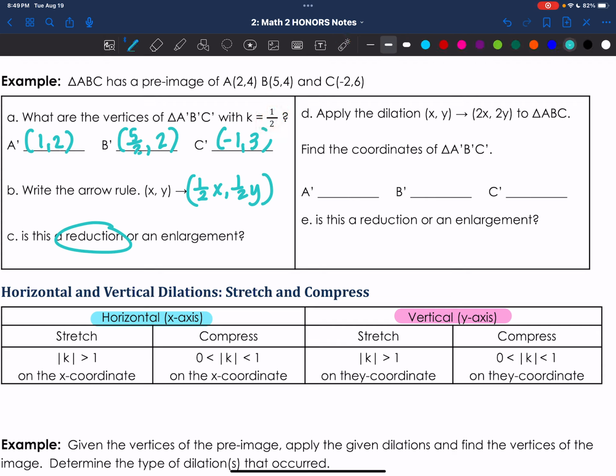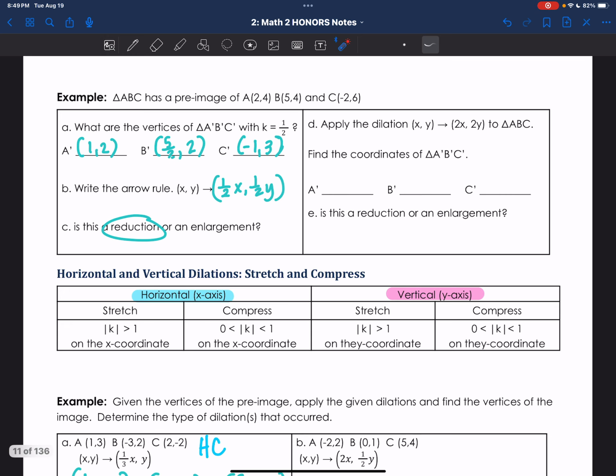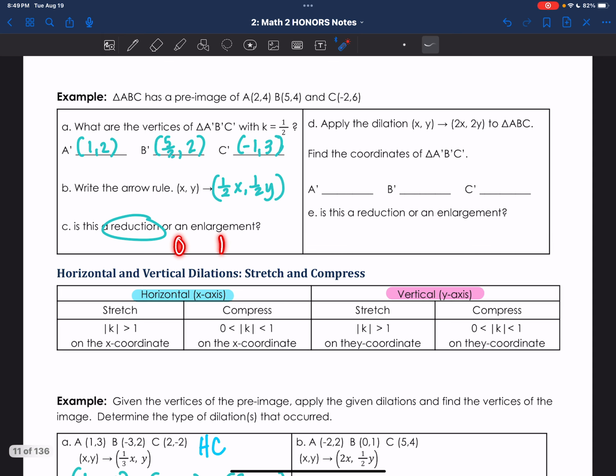So just make sure when you're doing this, you write the rule, and it's whatever you're multiplying the scale factor by. So in this case, both points were multiplied by 1/2. So that's why we do 1/2 times x and 1/2 times y for your scale factor. And in this case, since K is between 0 and 1, it's a reduction. All right, you're going to go ahead and try that one.